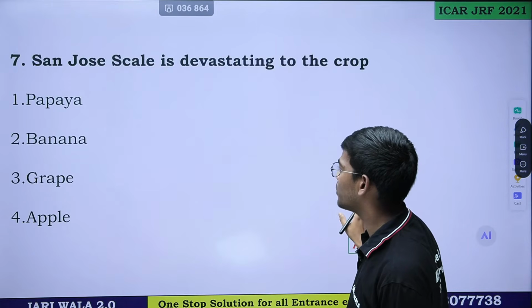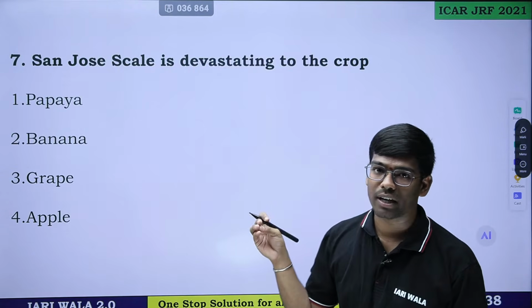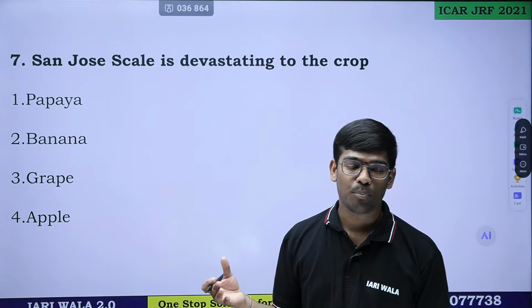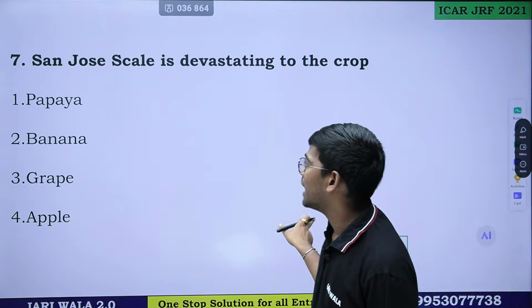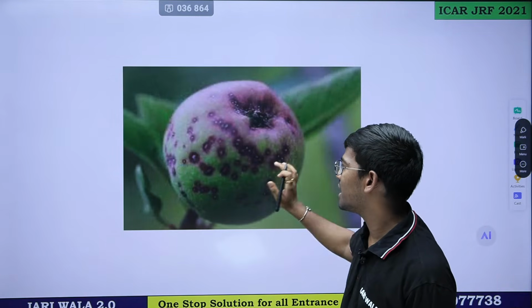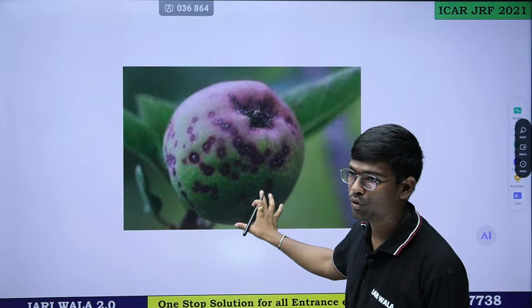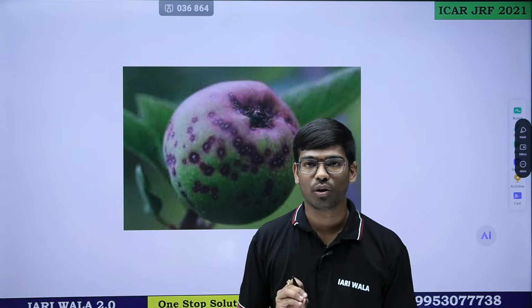So coming to San Jose scale, it is an invasive pest that came from China, and the important biological control agent is Encarsia perniciosi. And the important symptom is the purple color discoloration on the fruit, which reduces the market value of the fruit.